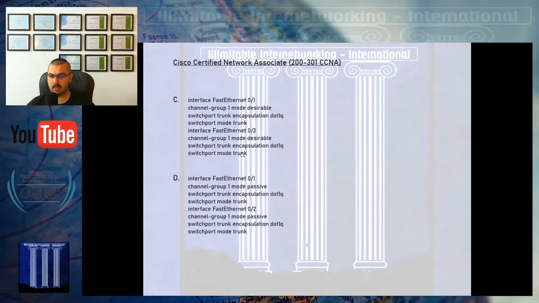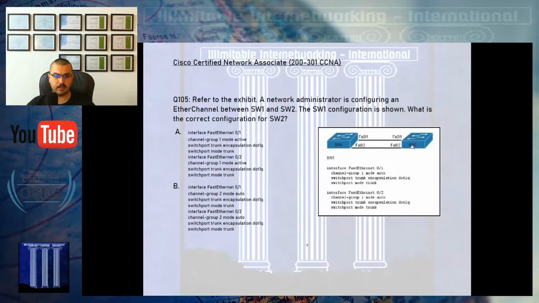105. This one I had to use 2 pages to type all these commands. Refer to the exhibit. The exhibit is about 2 switches connected using 2 ports: FastEthernet 0/1 connected to FastEthernet 0/1, FastEthernet 0/2 connected to FastEthernet 0/2. A network administrator is configuring an EtherChannel between switch 1 and 2. Switch 1 configuration is showing, which is this one. This is SW1 and this is the config of both interfaces. What is the correct config for the other one? Okay, should be simple. Switch 1 has two interfaces. Interface FastEthernet 0/1, channel group 1, mode auto.